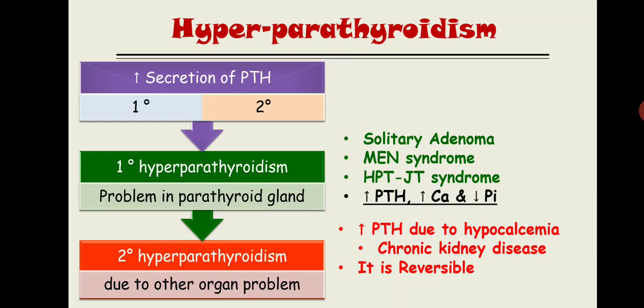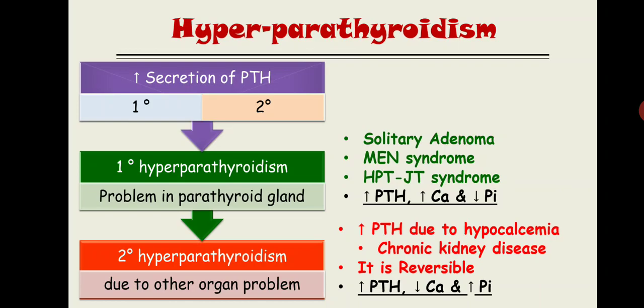Let's enumerate it. In primary hyperparathyroidism there is increased parathyroid hormone level, increased calcium level and decreased phosphate level, while in secondary hyperparathyroidism there is increased parathyroid hormone level, decreased calcium level and increased phosphate level.